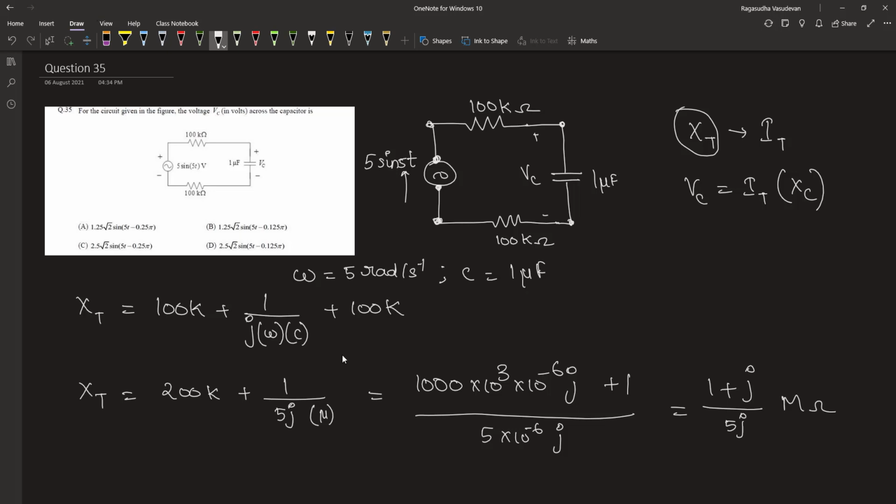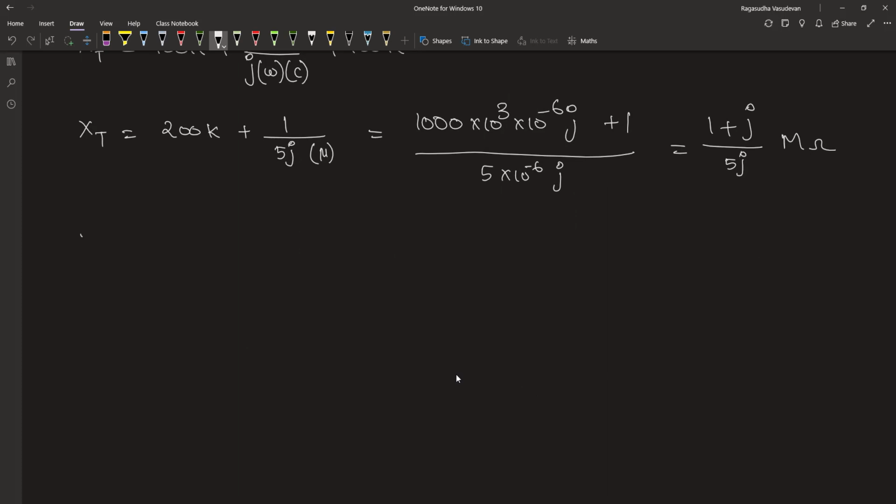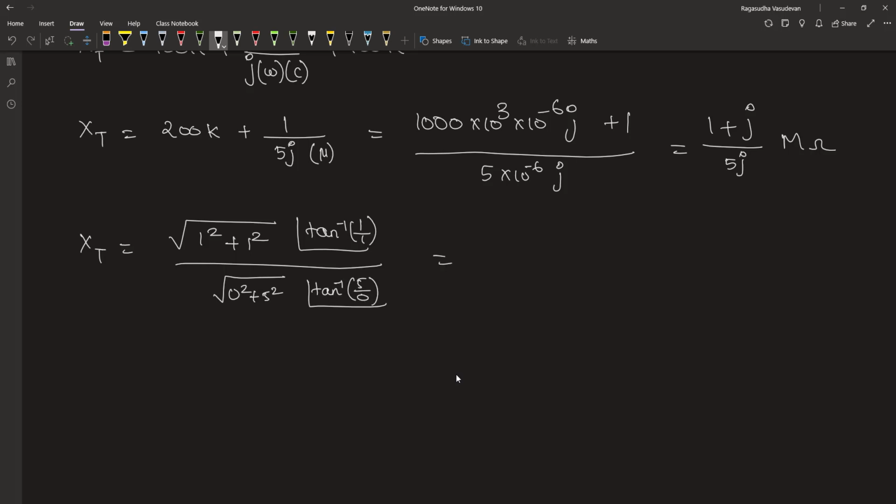Let's find out the value of the total impedance in polar form, so that we can do multiplications and divisions just by addition and subtraction. The value of the total impedance will be equal to square root of 2 angle 45 degree divided by 5 angle 90 degree. Hence, the value of total impedance will be 0.2828 angle minus 45 degrees mega ohm.